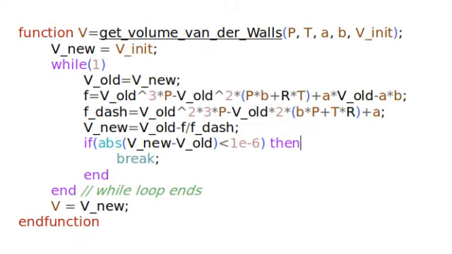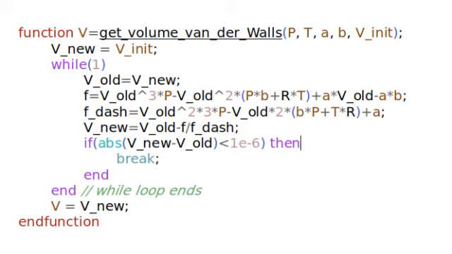As you already know, we use Scilab to simulate the problems in our lab. Here a function is written to get the volume using the van der Waals equation. As you can see, the inputs to the function are pressure, temperature, the constants a and b, and the volume that we guess the first time, called v init. And then you can see the while loop.